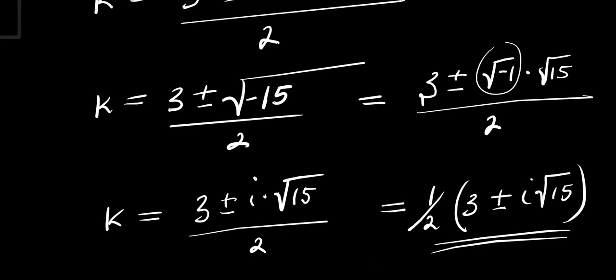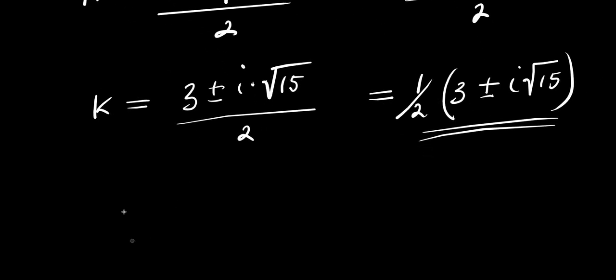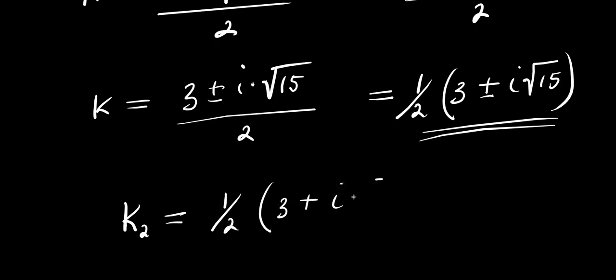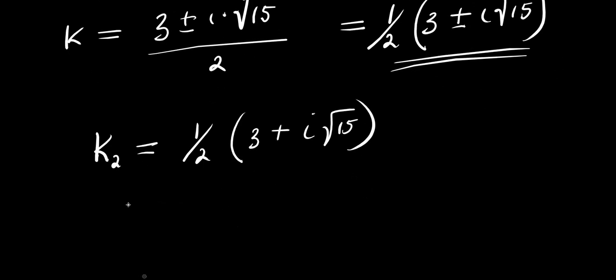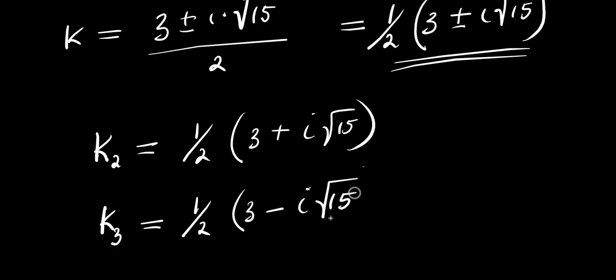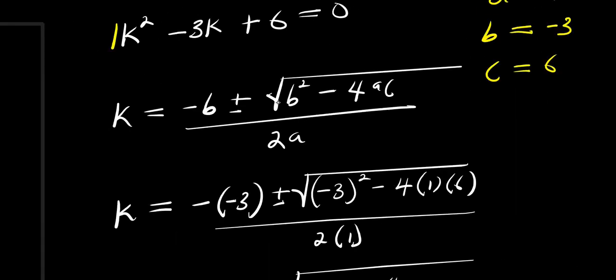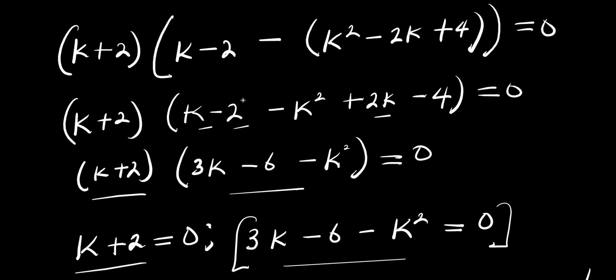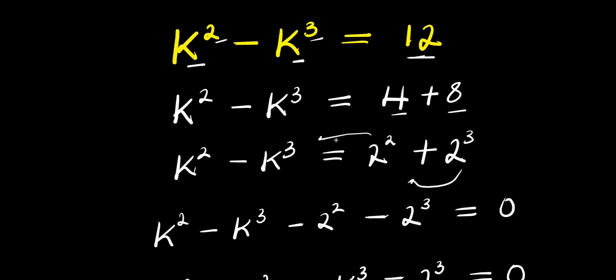So we have two complex values for k. We have k2 equals 1/2 of 3 plus i times root 15. And also we have k3 equals 1/2 of 3 minus i times square root of 15. So these are the two complex values. And we also have one real value, which is -2. We can verify.